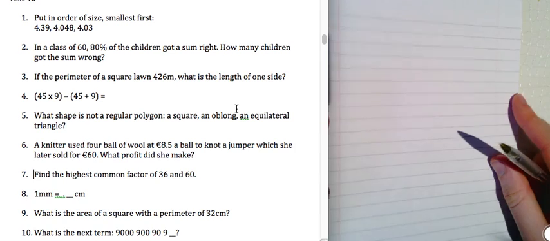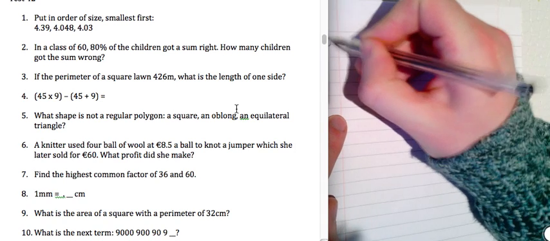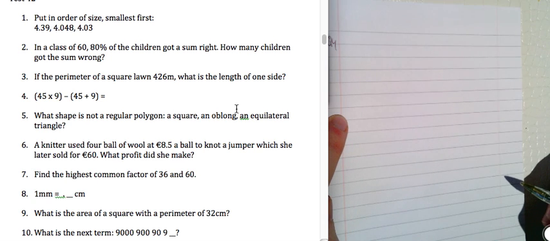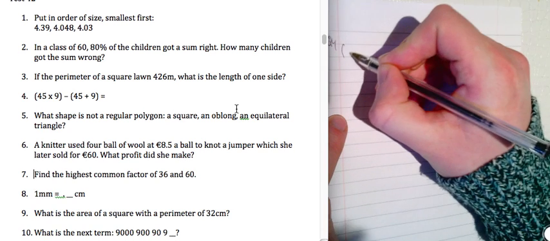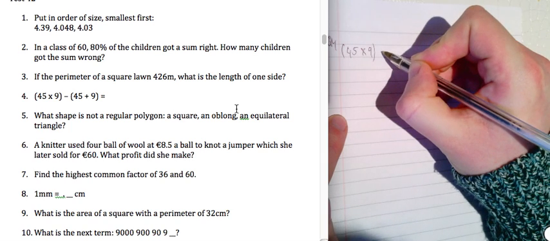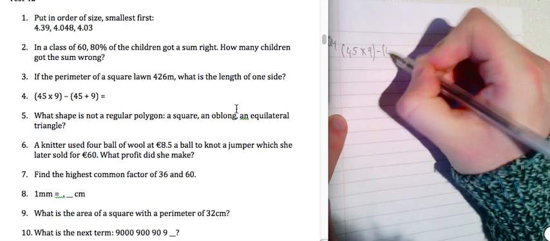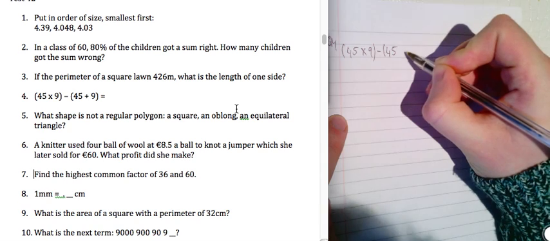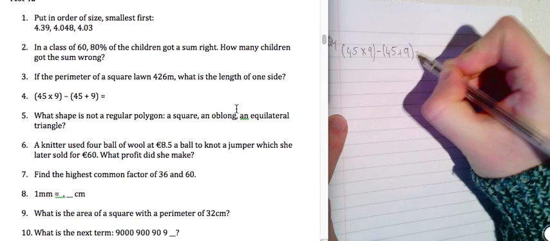Okay, question number 3. Let's have a look. Question number 4, excuse me. Let me see there. 45 multiplied by 9 minus 45 plus 9. I'm going to write that sum out and I'm going to tell you why in a moment. 45 multiplied by 9 minus bracket 45 plus 9.